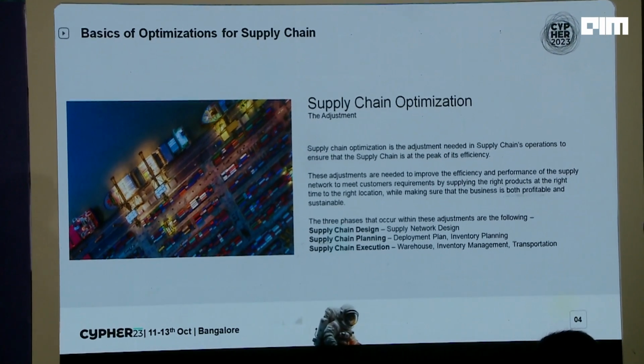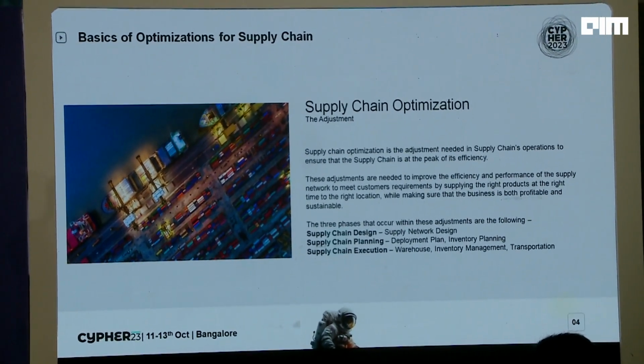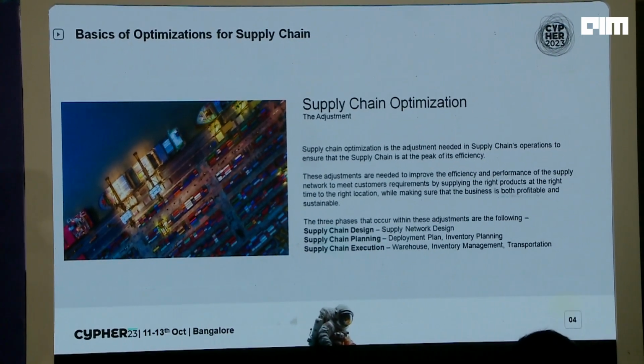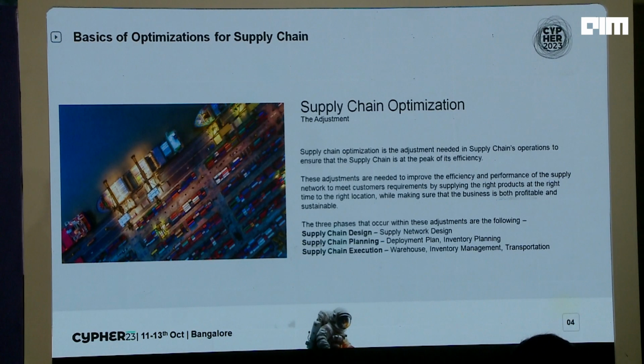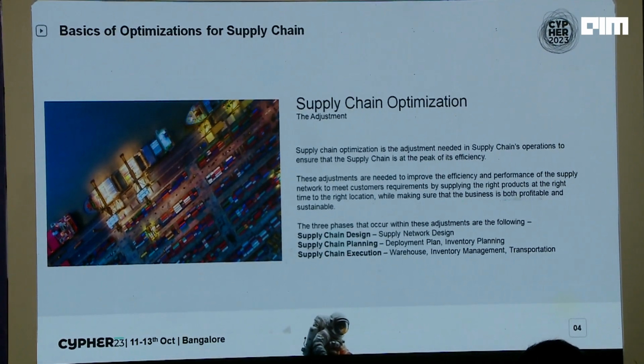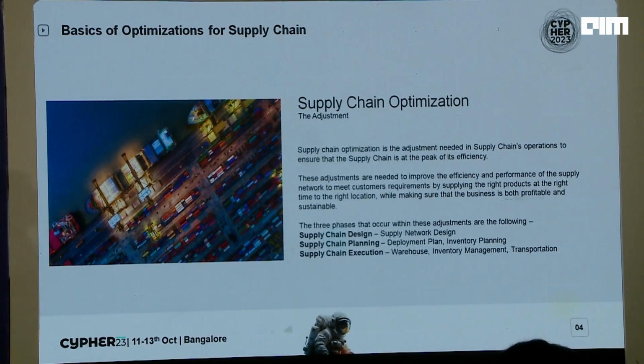Now, we basically break it down to three things, right? As I was talking about the three correlations. So we have supply chain design, supply chain planning, and supply chain execution. Let's basically understand in a few keywords what these are. Supply chain design is basically your supply network design. Where are you getting the raw material supply from, right? That is your supply network design.